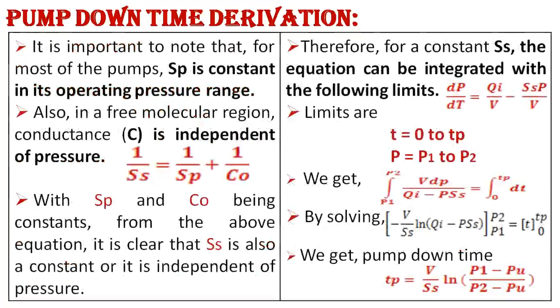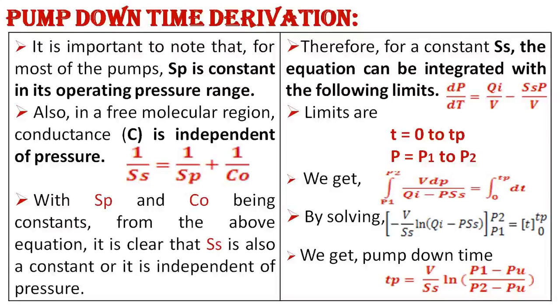It is important to note that for most pumps, Sp is constant in its operating pressure range. Also, in the free molecular region, conductance C is independent of pressure, which is mathematically expressed as 1 upon S is equal to 1 upon Sp plus 1 upon C, with Sp and C being constant. From the above equation, it is clear that S is also constant, or independent of pressure.